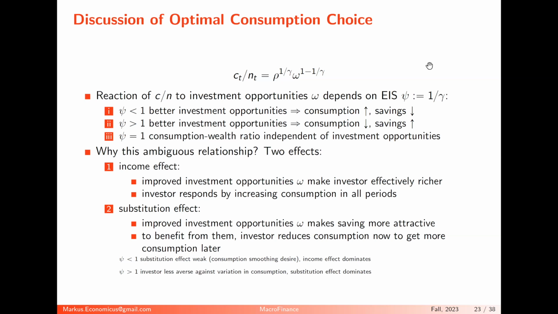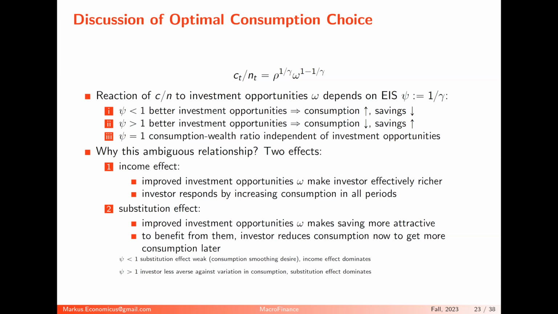Okay, so that's what this investment opportunity omega, or the net worth multiplier, reflects. But it depends whether this goes in one direction or the other direction, depending on the exponent, in particular what this gamma or this psi is. So why is there this ambiguous relationship? It's like the income effect and the substitution effect. So the income effect says, oh, I have these greater investment opportunities. I'm really wealthier today. I want to consume more. I'm richer, so I consume more and save less.